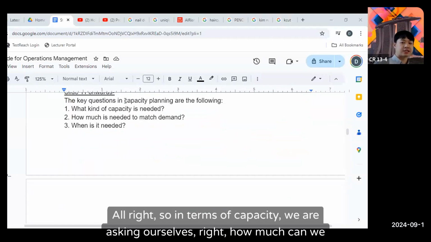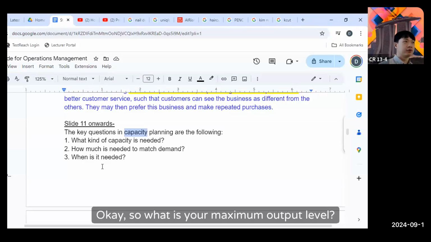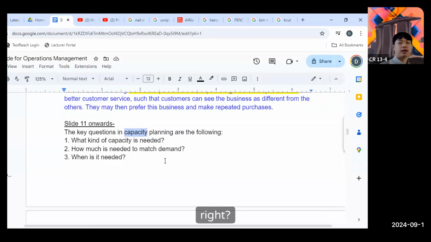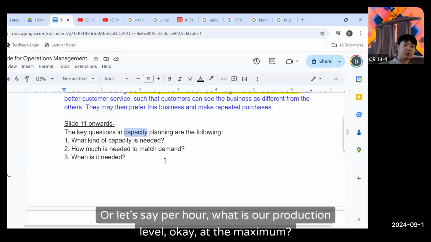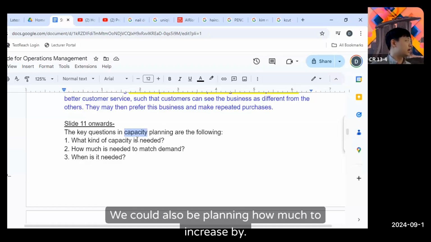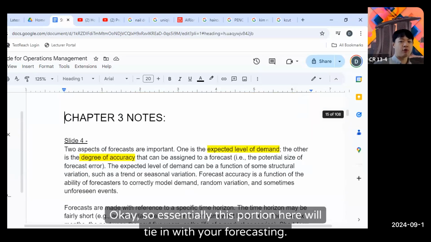In terms of capacity, we are asking ourselves, how much can we produce at the maximum? What is your maximum output level? Let's say for this factory, it could be how many units of clothing per day or per month, or per hour, what is our production level at the maximum. So now we want to plan for our capacity. We could also be planning how much to increase by. Essentially, this portion will tie in with your forecasting.